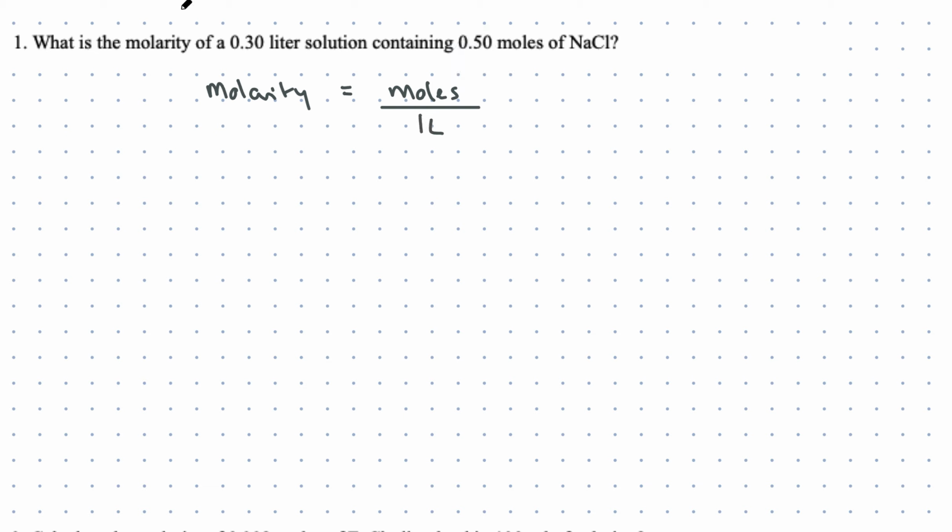So if we take a look at this first question, it says what is the molarity of a 0.3 litre solution containing 0.5 moles. You're just going to put the values into your molarity formula. Molarity is moles per litre, so you put moles all over litres. So molarity is equal to 0.50 moles all over 0.3 litres.